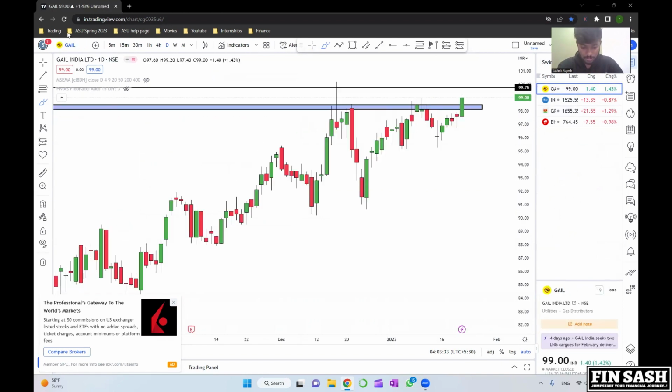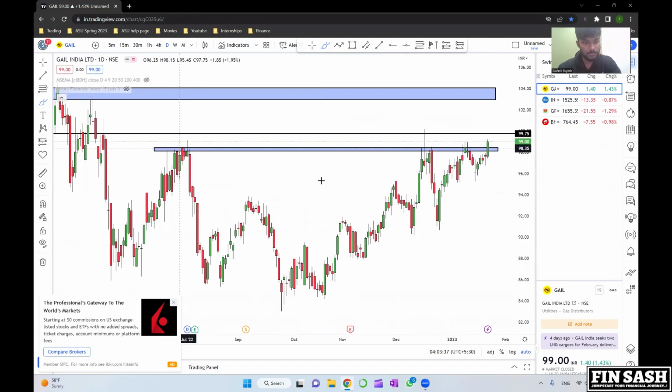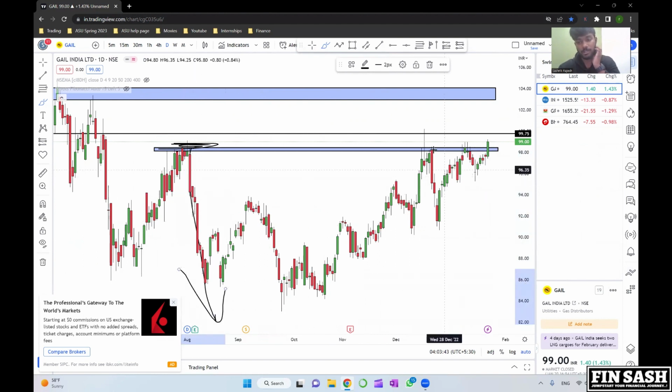GAIL. So if you see GAIL in the daily time frame, this level acted as a very important resistance. So you can see the big fall in the market, and again over here, again, but recently it broke out. I'm not a big fan of breakout trades, but if the market tried to break out of a level 3, 4 times, then it looks like a genuine breakout.